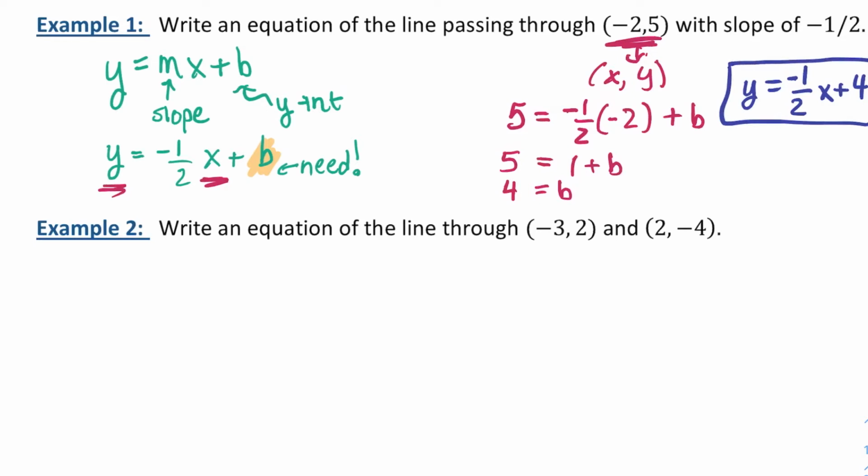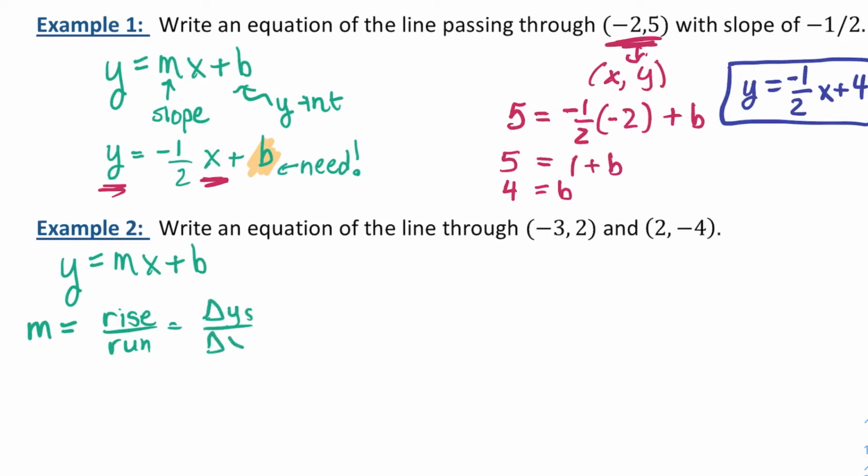Let's do one where you only have 2 points. So this time you have to calculate your own slope. There's a few different ways you might be familiar with. You can think of slope as rise over run, which is really the change in your y values over the change in your x values. That triangle means change in. It's the Greek letter delta. Or you're probably most familiar with y2 minus y1 over x2 minus x1.